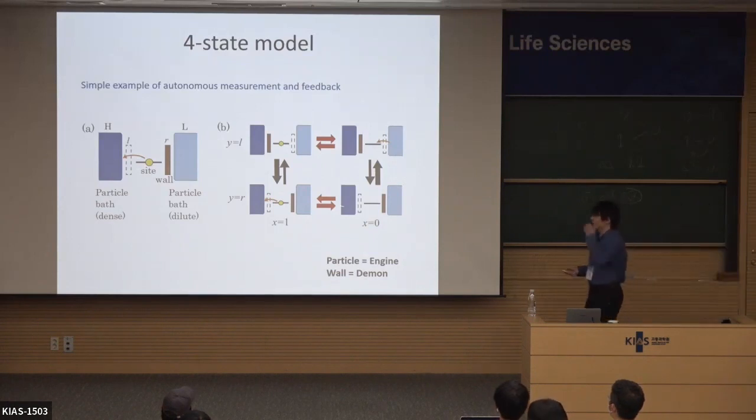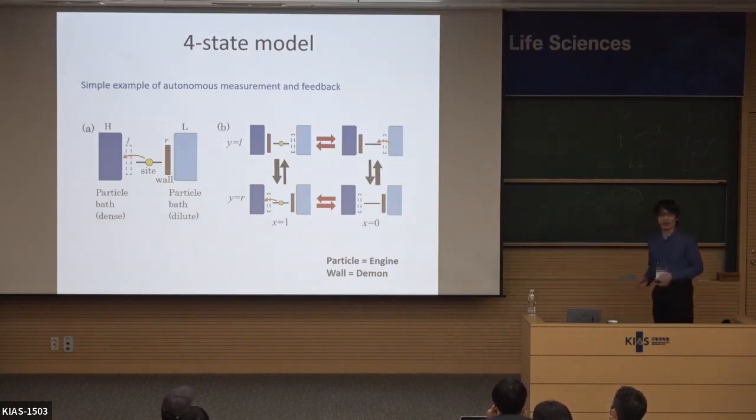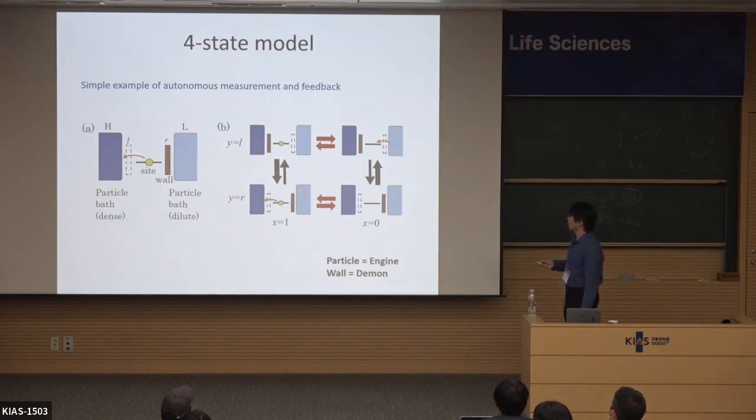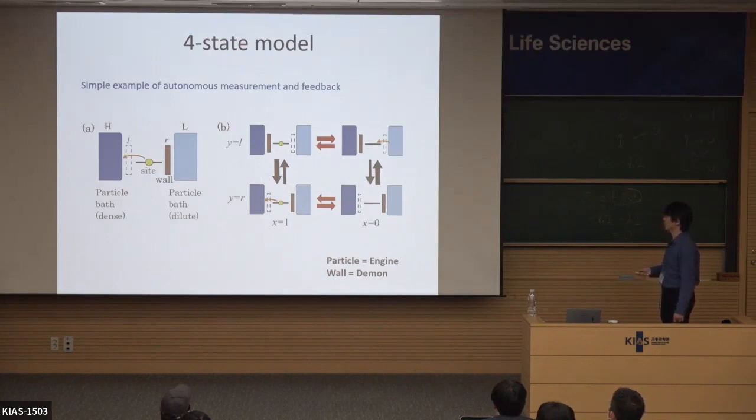Then we want to make it autonomous without using any external control. For that purpose, we can make the transition of this wall also autonomous. For example, if a particle is in this site, then the wall moves to the right side autonomously. And if there's no particle here, then the wall moves from right to left autonomously. By using this implementation, we can make a kind of autonomous particle flow from the dilute reservoir to the dense reservoir.